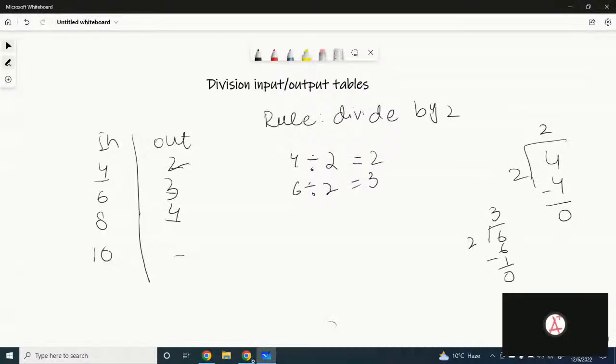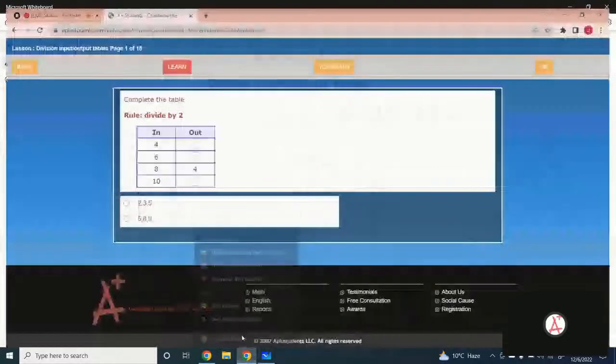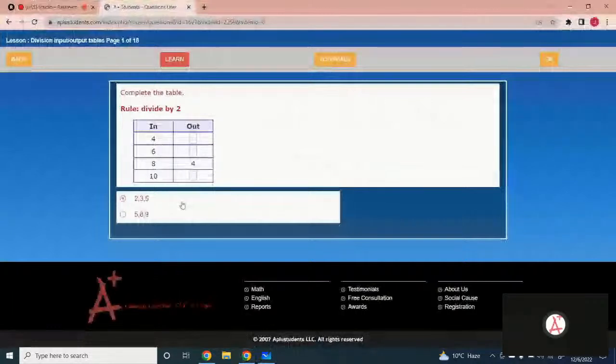Got it? Okay, for the next one, you have already been given the 4. Now divide the 10 by 2. So 2 times what number is 10? 2 times 5 is 10. Got it? So it would be 5. That means for each output value, you have to divide the input values by 2. Got it, everyone? So the missing values are 2, 3, and 5. So the correct option is 2, 3, and 5. Just select the correct option and click on the OK button. Got it?